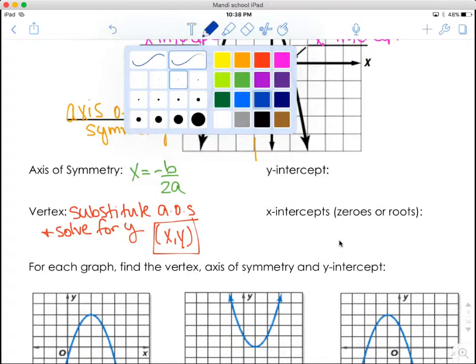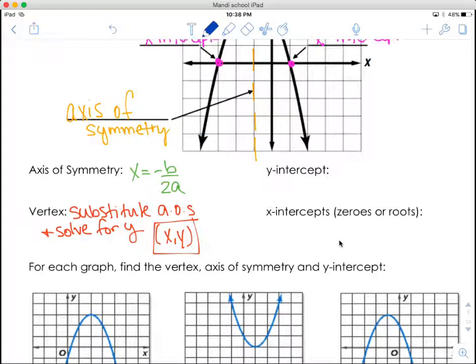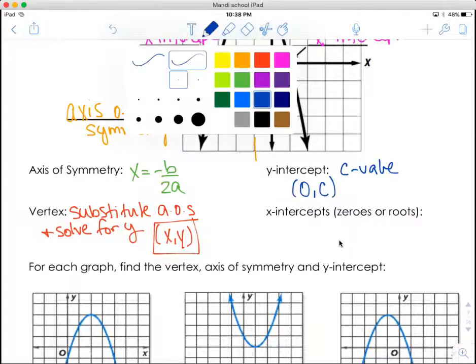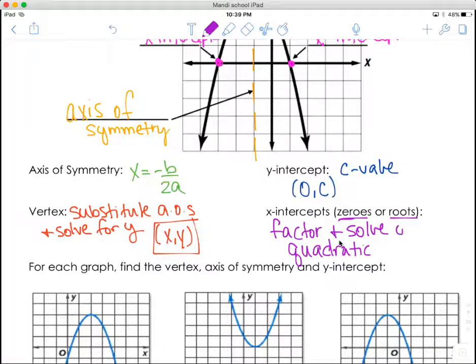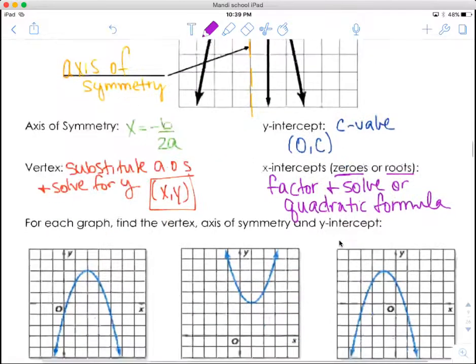The y-intercept, it's really easy. The y-intercept is the c value. So usually we'll say (0, c), because when x is 0, y is c. And here's the really fun part. You already know how to do x-intercepts, which are sometimes called zeros and sometimes called roots. This is when you factor and solve. You can also use the quadratic formula. Either one of those will work. Okay, so let's practice these.